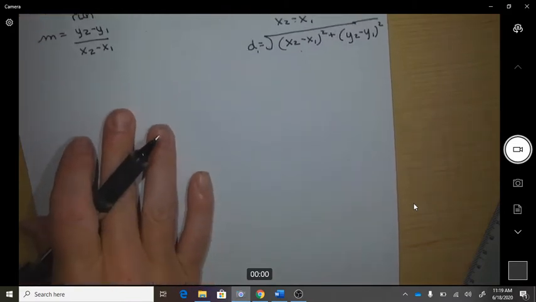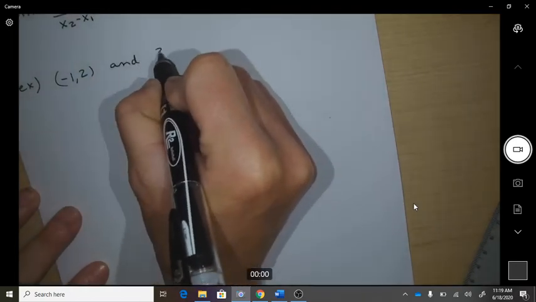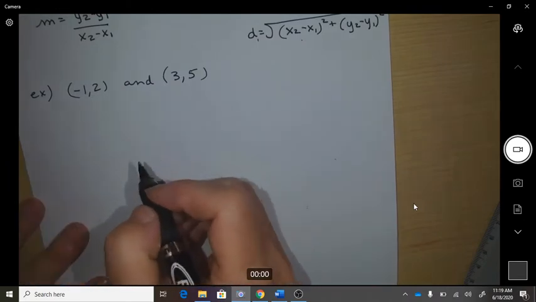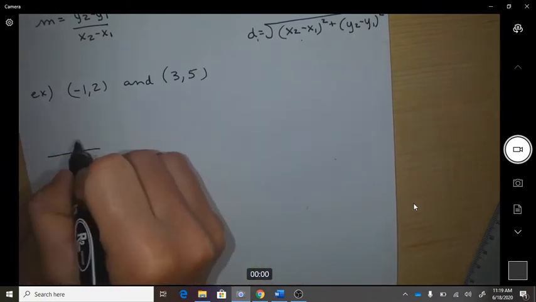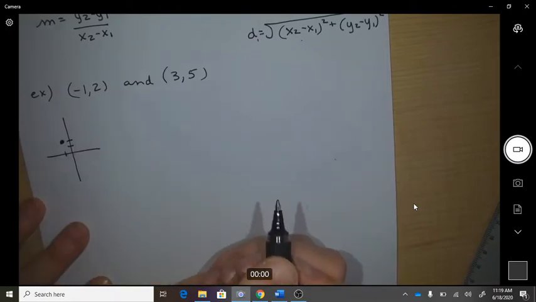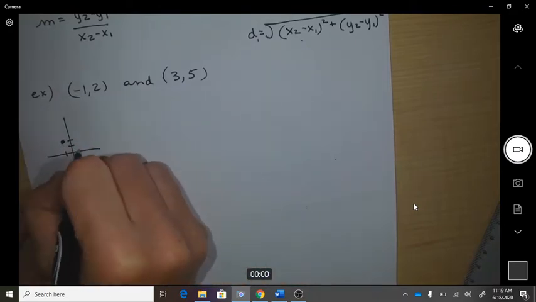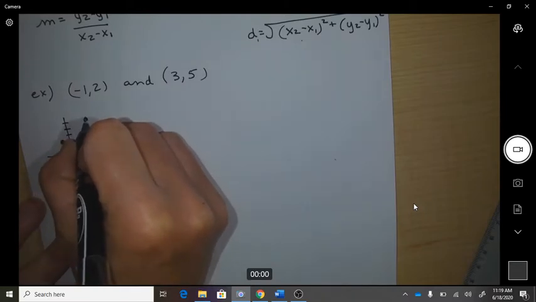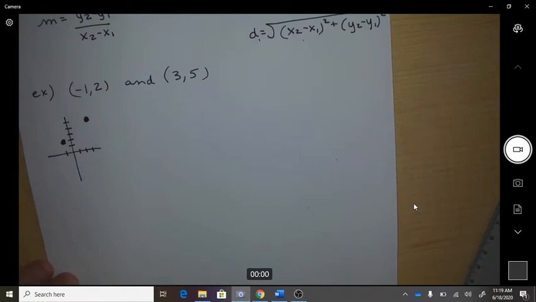Okay, so here's an example. So here's 2 points. So I'm a very visual person, so I'm going to actually draw these. So -1, 2 is right there. Okay, so there's our points.